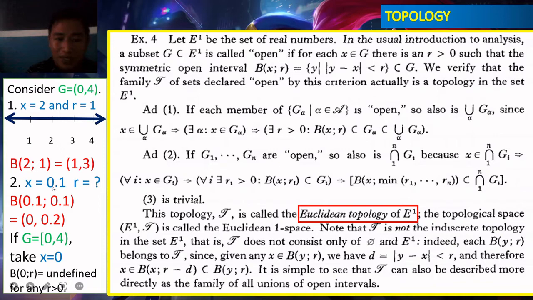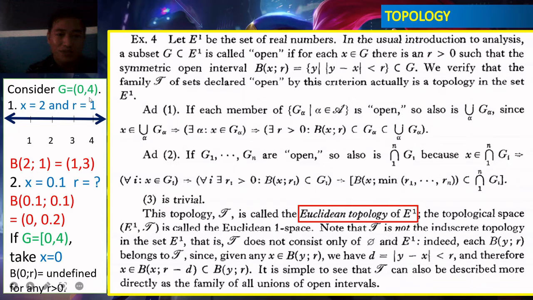Again, also the open interval (1, 3), our first example, already contains the number 2. Right, 2 is an element, and 0.1 is also an element. Then as we can see, class, these intervals B are all subsets of G. As you can see, 0 and 0.2, all the elements in here are elements of G, and (1, 3) is also inside G.